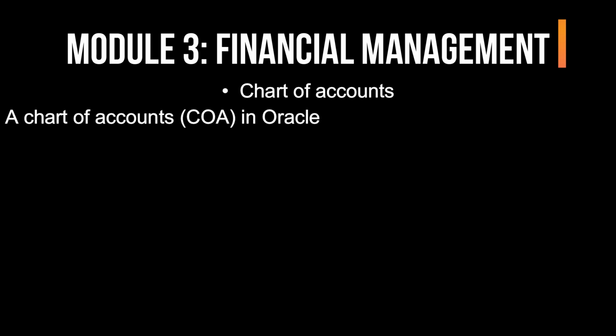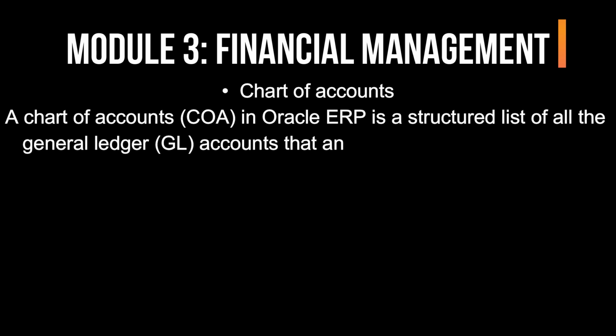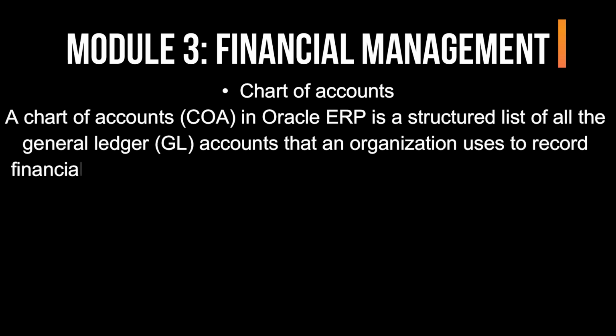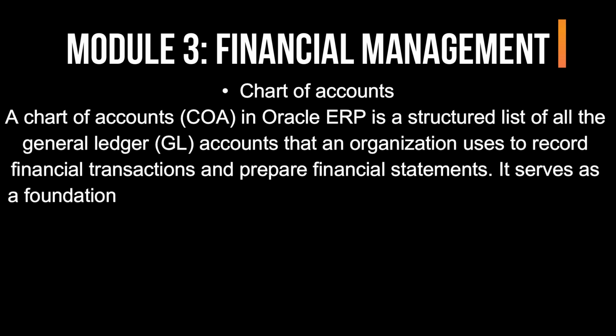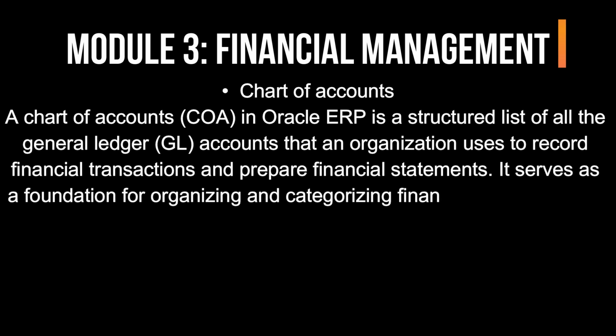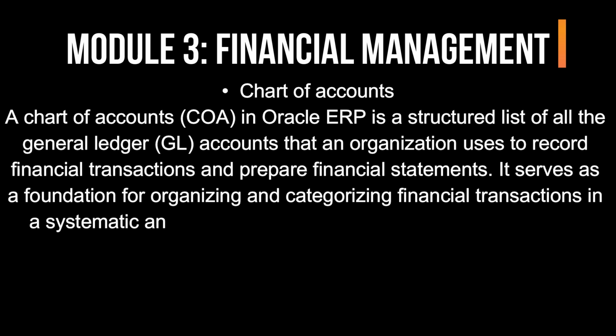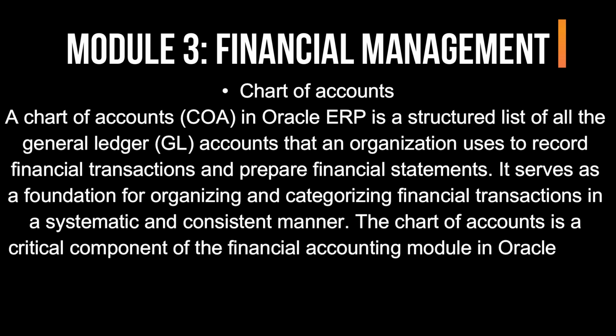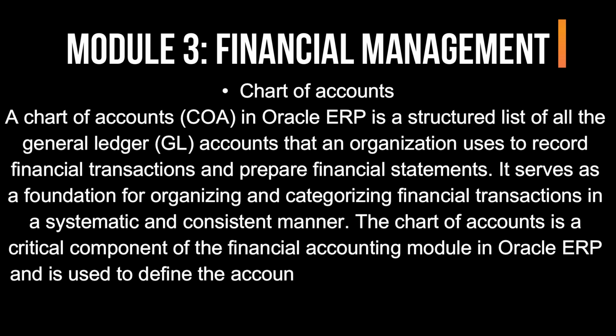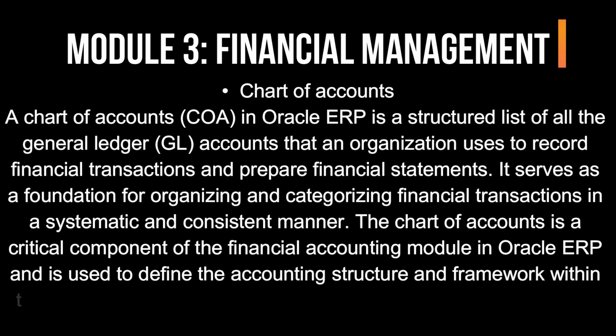Module 3: Financial Management. Chart of Accounts. A chart of accounts, COA, in Oracle ERP is a structured list of all the general ledger, GL, accounts that an organization uses to record financial transactions and prepare financial statements. It serves as a foundation for organizing and categorizing financial transactions in a systematic and consistent manner. The chart of accounts is a critical component of the financial accounting module in Oracle ERP and is used to define the accounting structure and framework within the system.